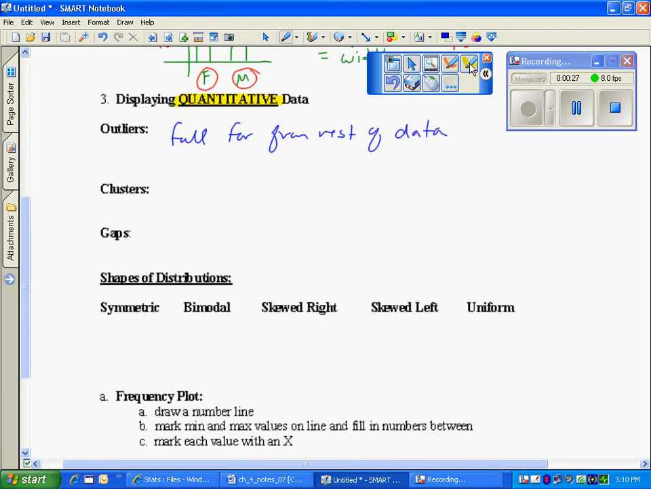When we have a cluster, that's going to be just a group of data that's grouped together. And a gap is going to be a large distance between observations. And we'll be looking at these terms as we go about the chapter and further on, because when we have a gap, that might tell us something meaningful, or a cluster, or an outlier.